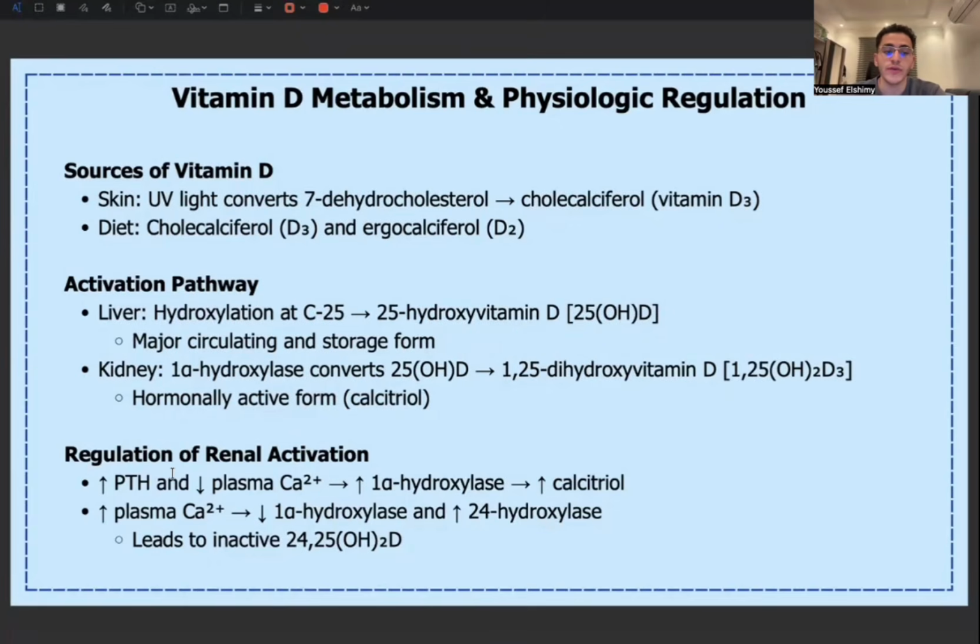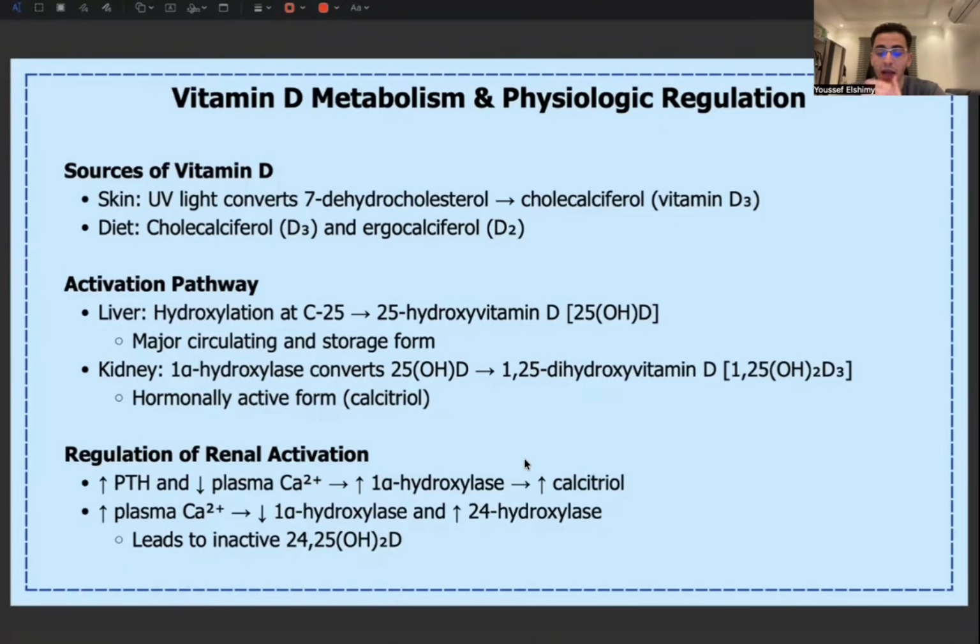Whenever PTH is increased or there is decreased calcium, we need more vitamin D. So, to cut it short, vitamin D plays the same role as PTH. It wants to increase calcium and phosphate in our body. Okay? So whenever there's decreased calcium, we need more vitamin D. In order to get more of the active form, we increase the 1-alpha hydroxylase enzyme, which converts vitamin D into the active form. So there would be increased calcitriol.